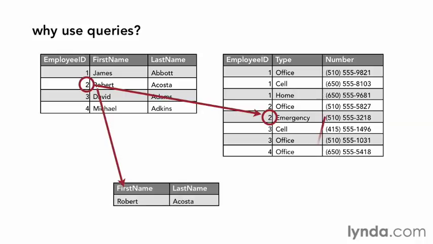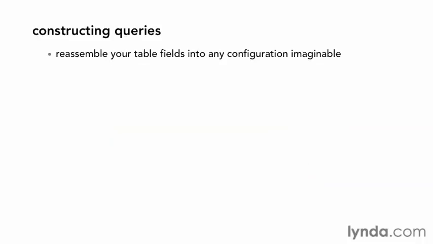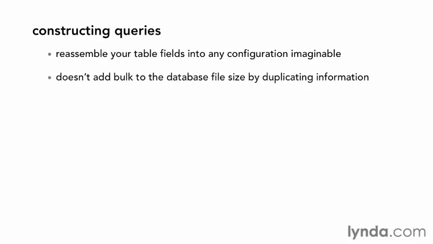Queries bridge related tables back together in whatever configuration we might need. To create a query, we simply need to write out some basic instructions on how to assemble the data. Imagine that you take your data tables and you smash them all apart. Every field is now its own building block. When you create a query, you essentially cherry pick which fields you want to pick up, which fields you want to ignore, and in what order to snap them back together again.